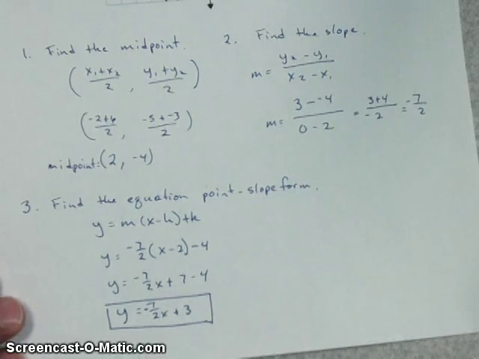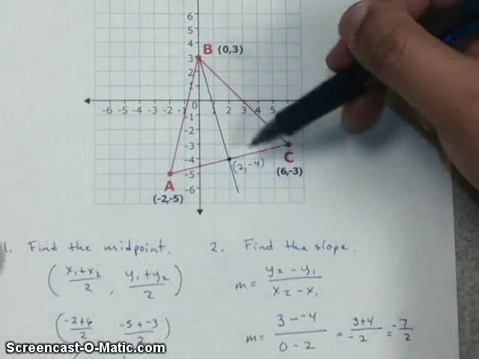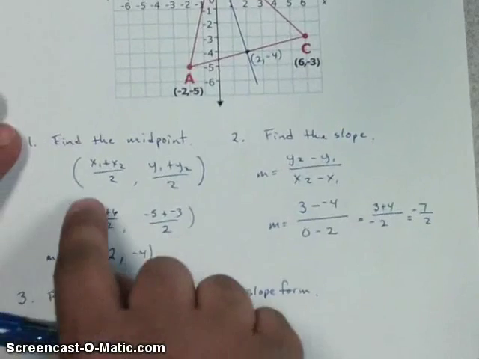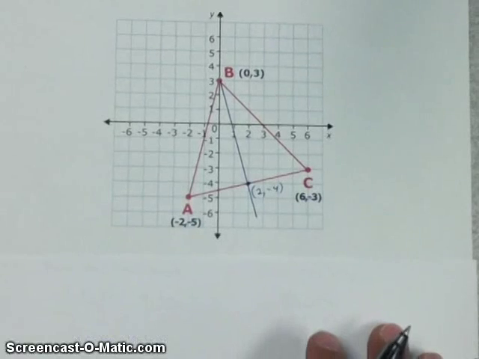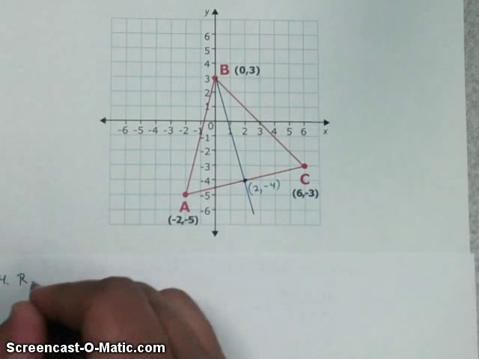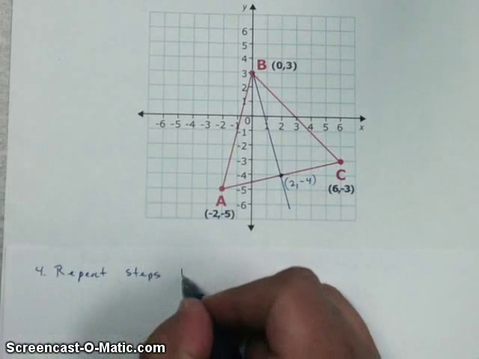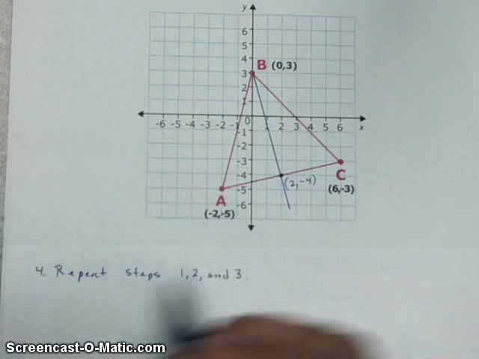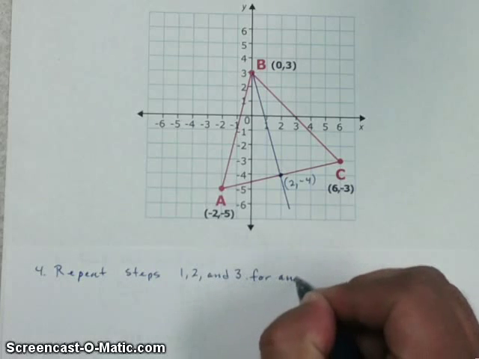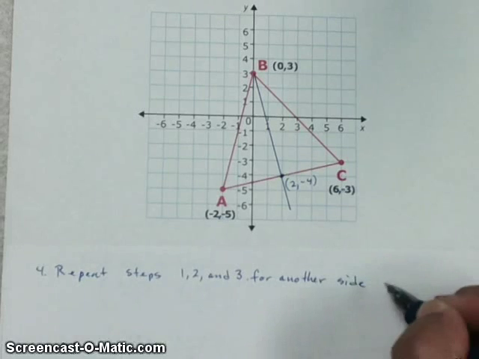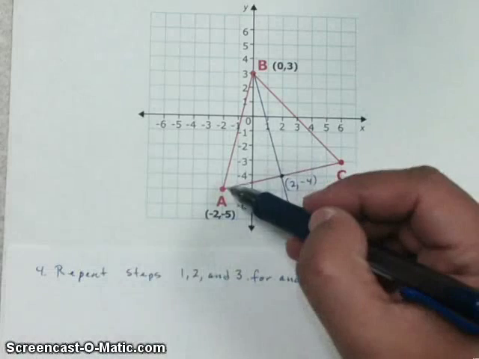Okay, so I'm going to use that equation, but that's only half of it. I got one median drawn so far, and I know the equation of that median. I have to repeat steps 1, 2, and 3 for another median. As you're writing this down, I'm going to call this step 4: repeat steps 1, 2, and 3 for another side. Doesn't matter which side, we just need to find the median for one of these sides.